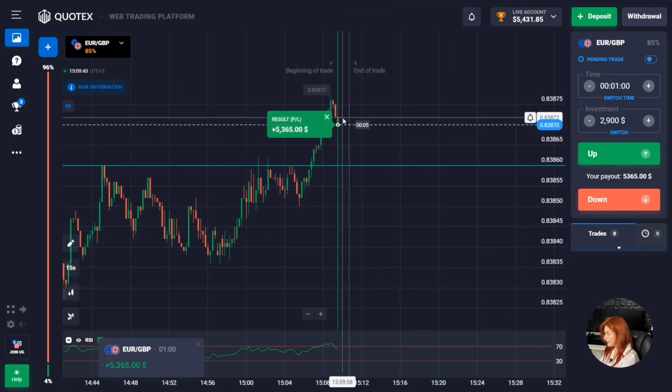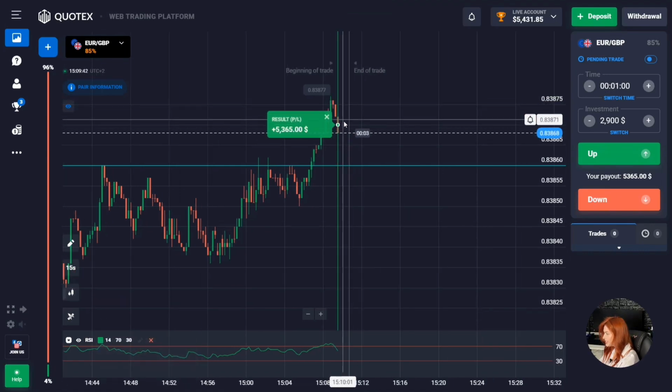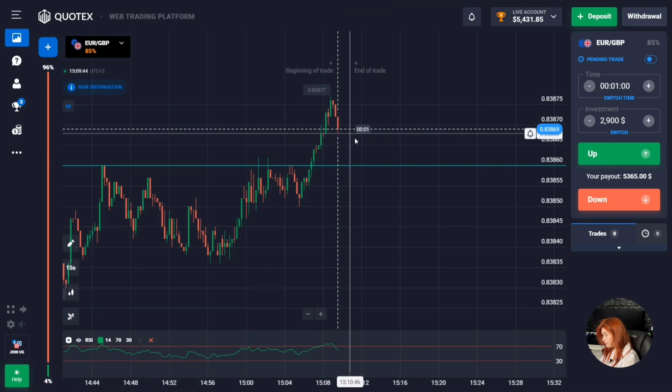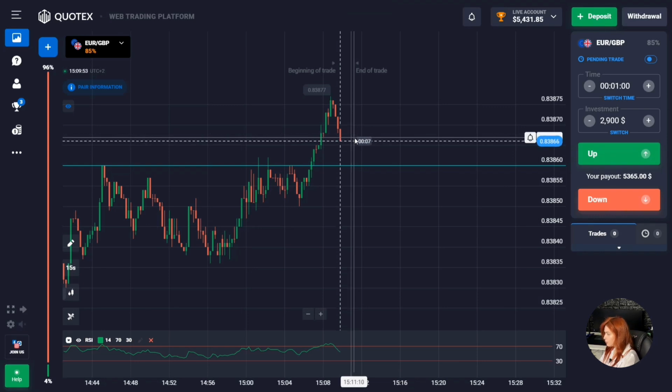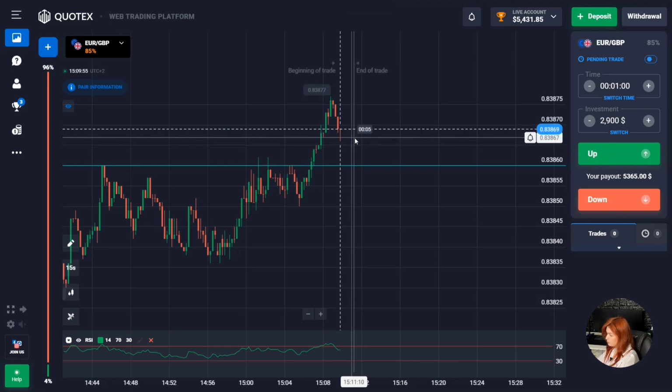What can I say, guys? Well, it's not bad at all. As you can see, the price continued to move up a bit, but after there really was a reversal. And red candles began to form. Indeed, there was a reaction from the overbought zone. The price pushed off from this zone and began to move down.